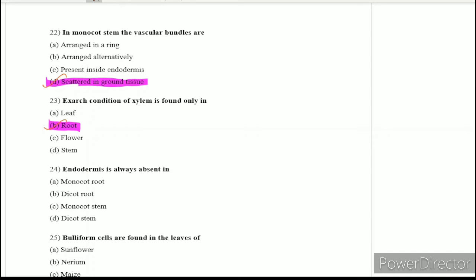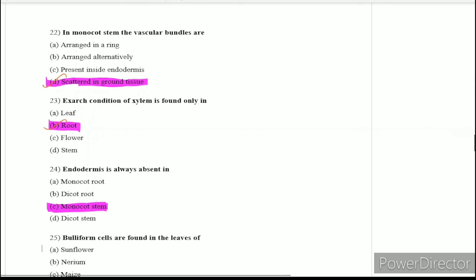The next question is, endodermis is always absent in: Option A, monocot root. Option B, dicot root. Option C, monocot stem. And option D, dicot stem. The correct answer is monocot stem. Endodermis is always absent in monocot stem. There is no endodermis present in the monocot stem.